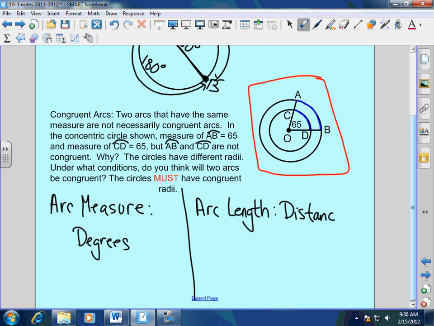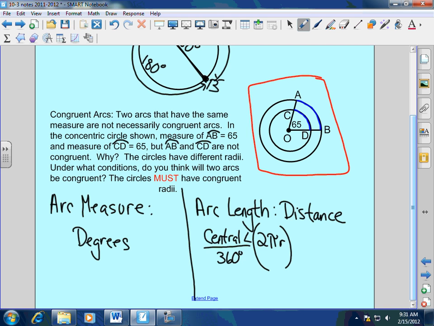Very good. And there is a specific formula for this arc length, this distance. It is central angle over 360 times circumference, which is 2 pi r, or of course diameter pi, yes. So please know the difference between arc measure and arc length. Now let's go back to the congruent arcs.